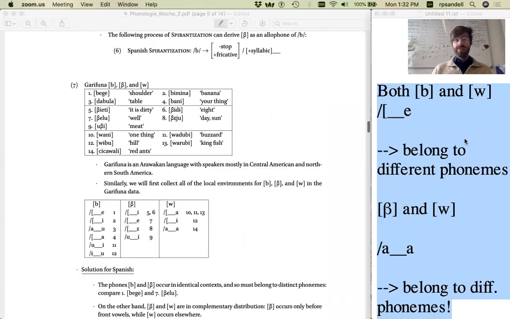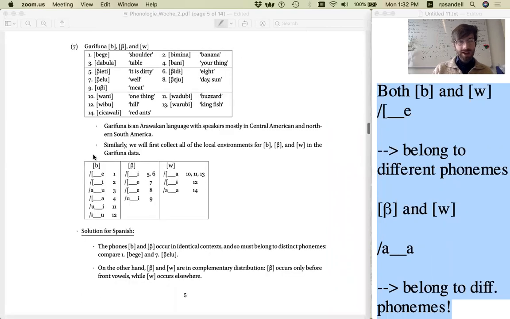We're looking at the same set of three phones in Garifuna, and we'll collect these local environments once again. So let's study these local environments. We see the stop ba occurring at the beginning of a word, but also in between some vowels. It can occur between virtually any of the vowels that we find in the data, a, e, u, a, and it occurs between vowels in a couple of cases.